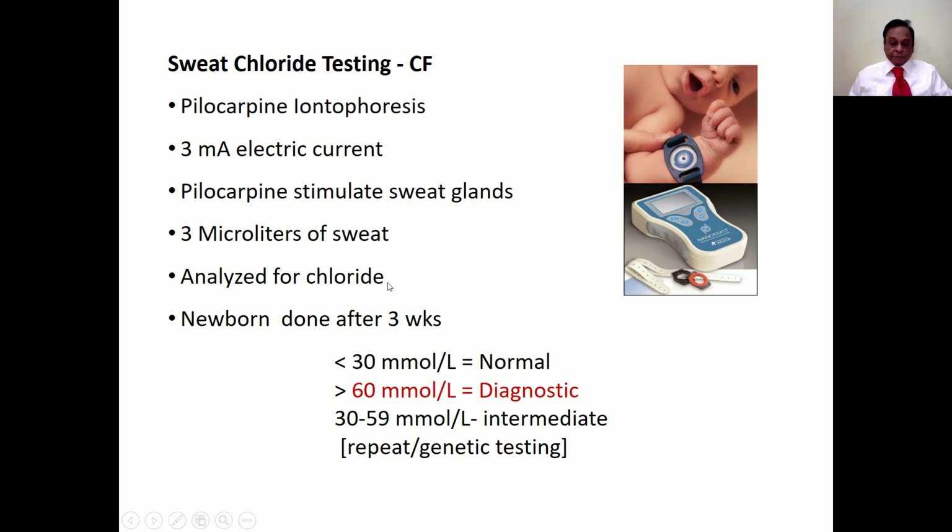for the chloride. It can be done in a newborn after 3 weeks, and sometimes you have to wait till 1 or 2 weeks, and you can straight away go with the child after 3 weeks. If the chloride is more than 60 millimole per liter, it is diagnostic. Anything less than 30 is normal, and anything between 30 to 59 is an intermediate range. You have to repeat after some time, or go for genetic testing. So I repeat, if the test value is more than 60, then it's diagnostic.